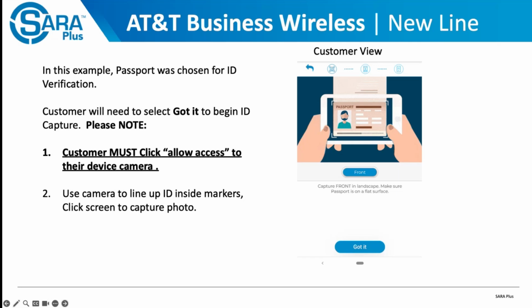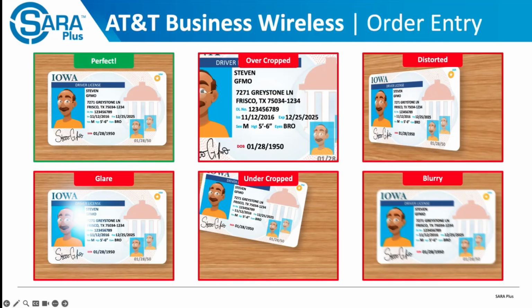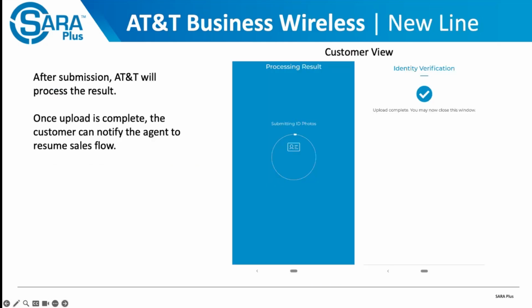Now, we want to be sure that the ID is aligned perfectly. Also making sure that it isn't overcropped, distorted, have any type of glares, undercropped, or blurry. Any of those can prevent the ID from being processed successfully. Now, after submission, AT&T will process the result. Once upload is complete, the customer can notify the agent to resume the sales flow.